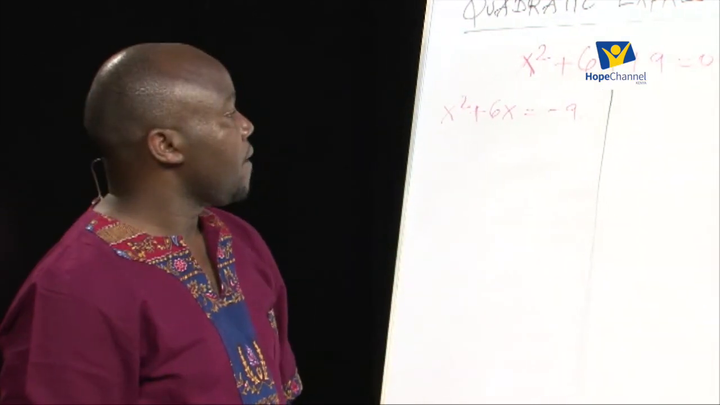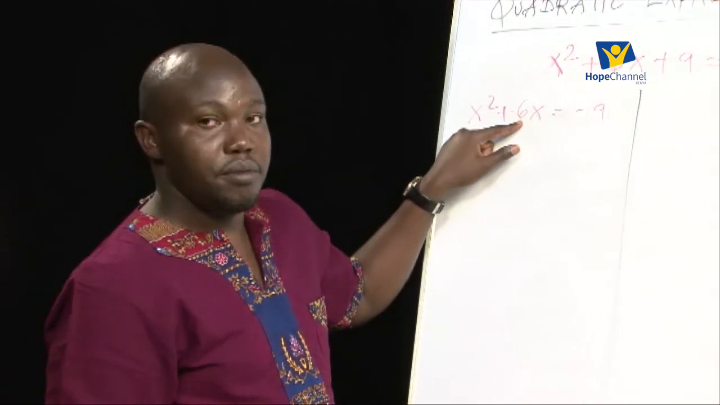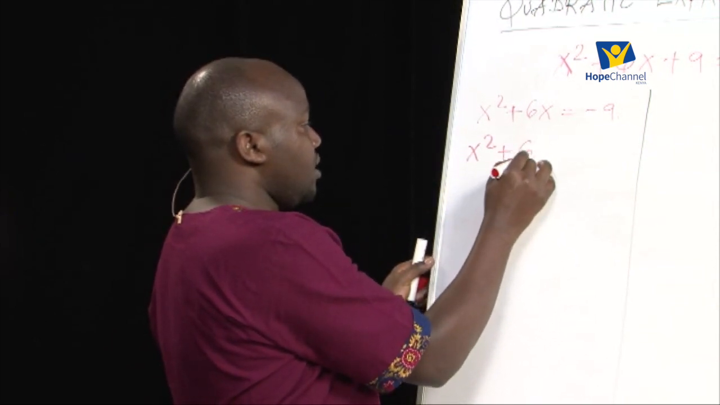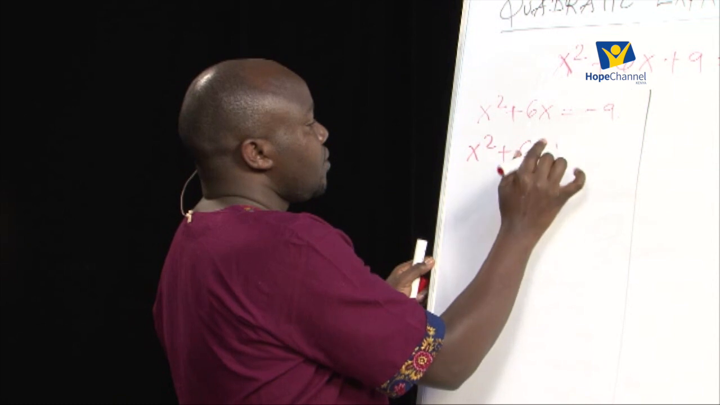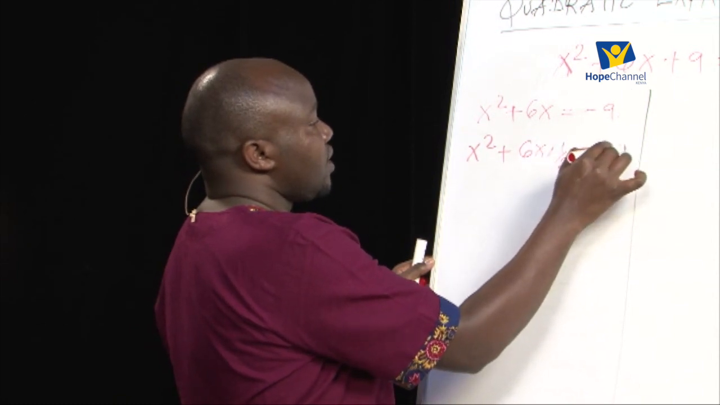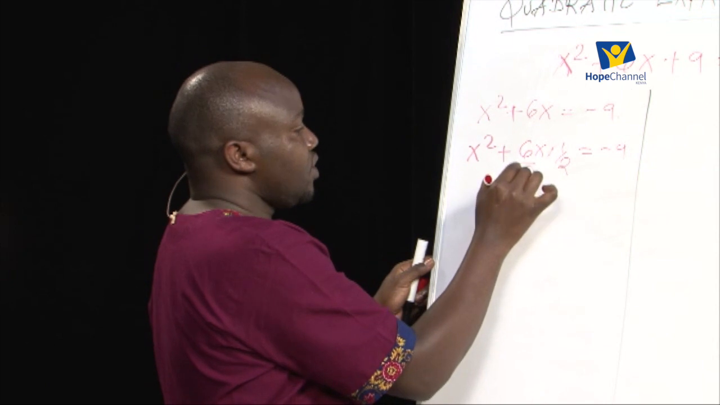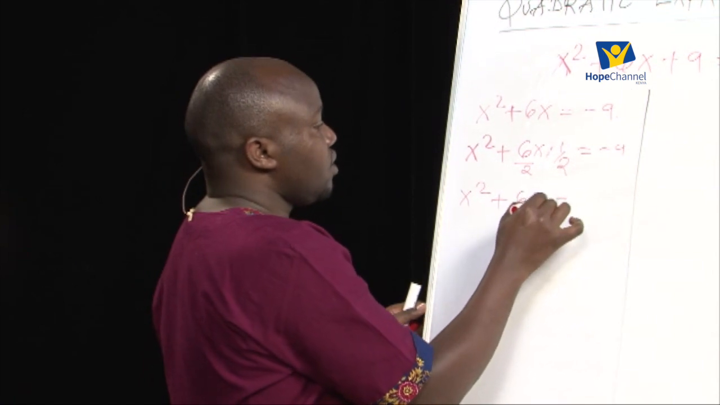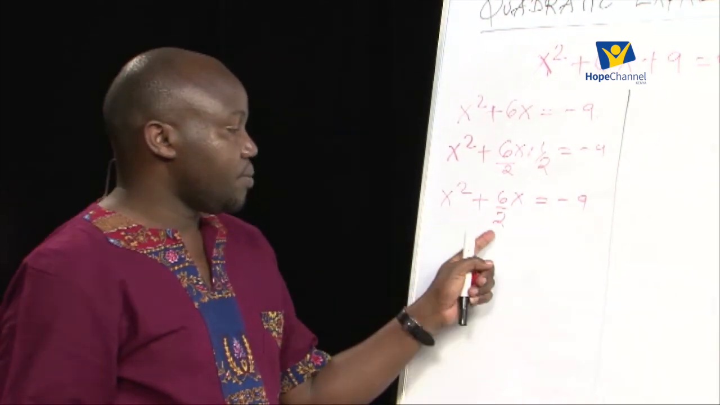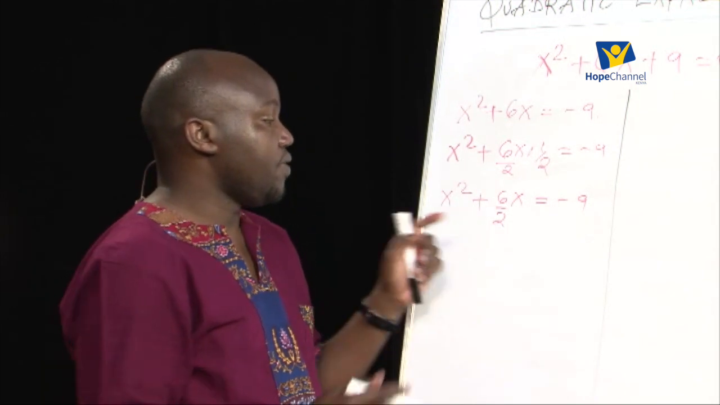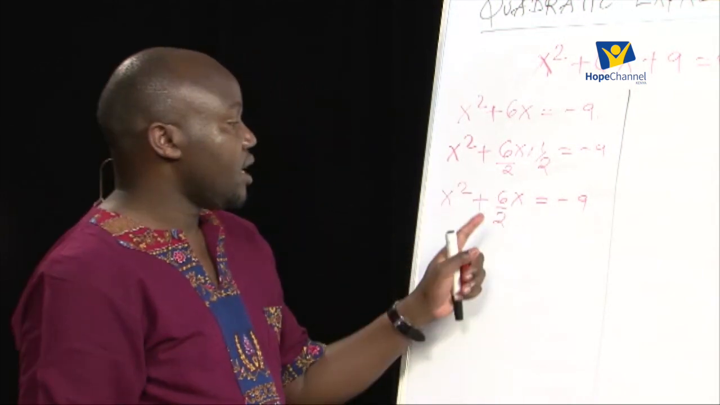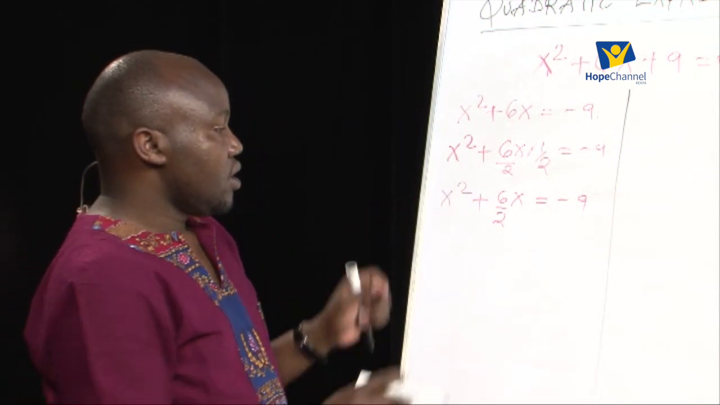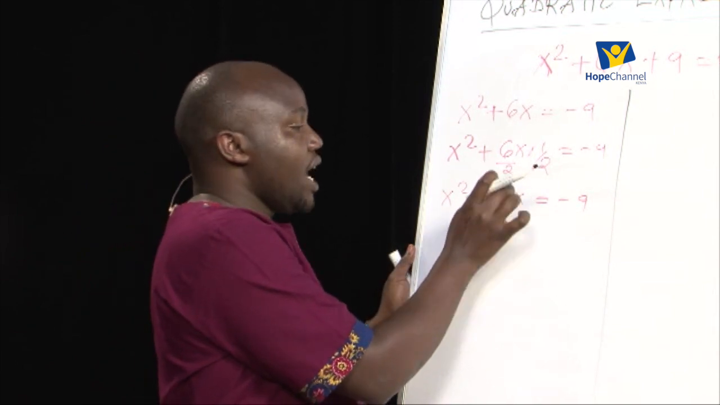From there, we multiply the coefficient of b by a half. Therefore, I'm going to have x squared plus 6x multiplied by a half is equal to negative 9. Multiplication by half is the same as division by 2. Therefore, I'm going to have x squared plus 6 over 2 x is equal to negative 9. Do not simplify at this point. Leave it like that.